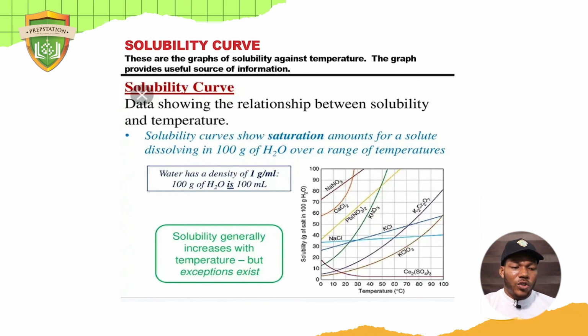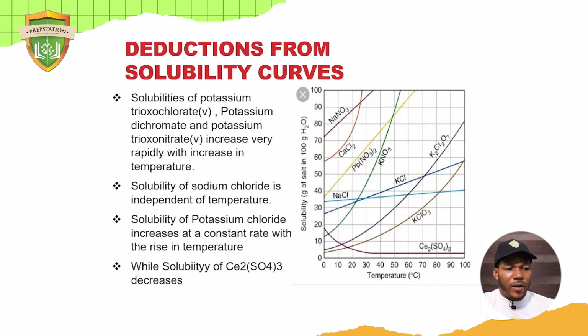The next one is your solubility curve. This curve shows the relationship between solubility and temperature. As you can see on the screen, we have different salts with their different solubilities at various temperatures. The next slide will show us their interpretation. Now look at this. This one is a typical WAEC, JAMB, NECO question. Look at sodium chloride. They will give you a curve like this and ask you to interpret it. Now this is a brief interpretation of this curve.